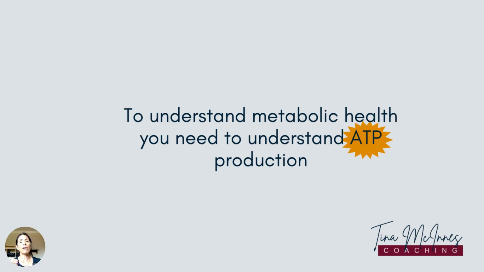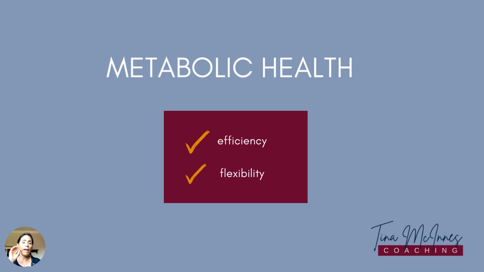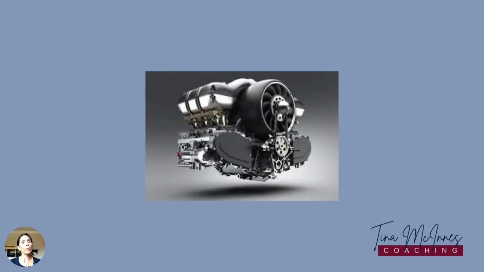In order to understand that second question, how do you know if yours is healthy, we really need to have an appreciation of how this ATP molecule is produced. I want to postulate that having optimal metabolic health comes down to two things: your metabolic efficiency and metabolic flexibility. So imagine your body is like a car and your metabolism is the engine.